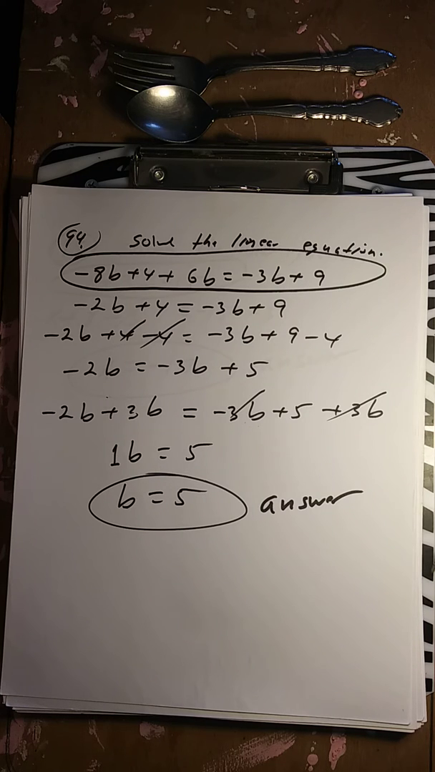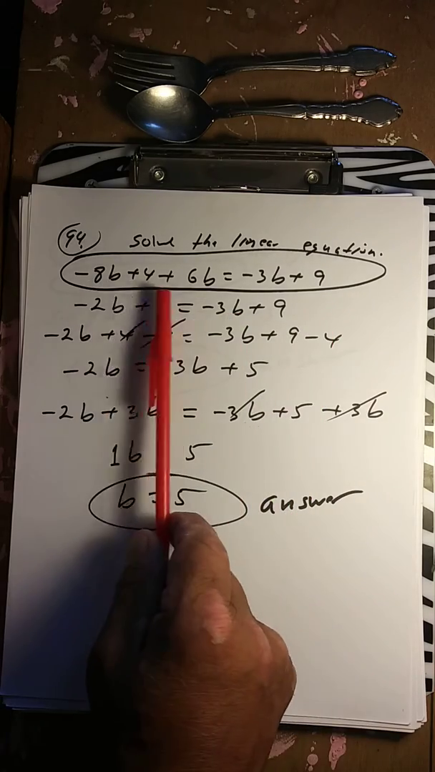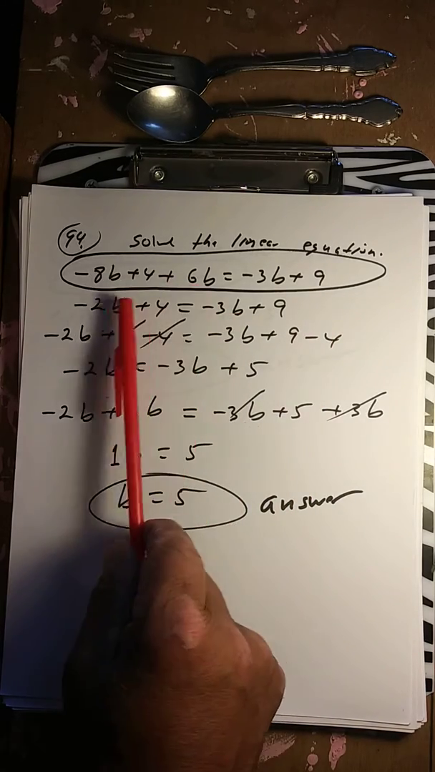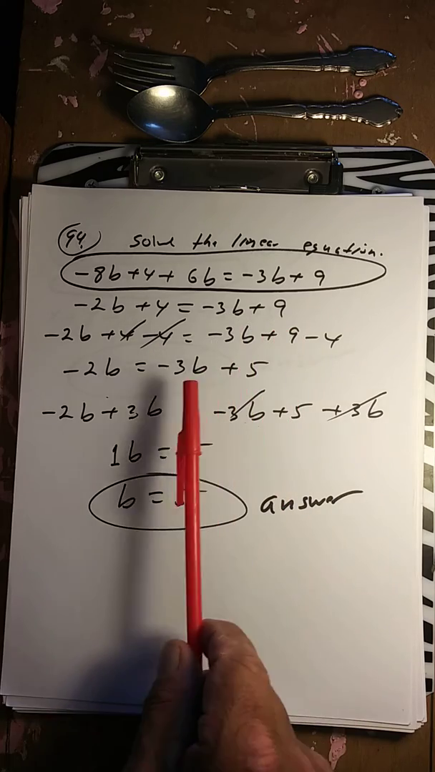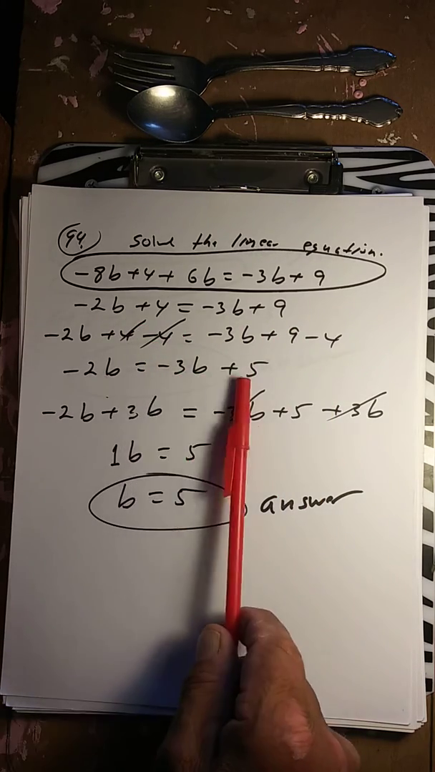Solve the linear equation. Negative 8b plus 4 plus 6b equals negative 3b plus 9. Put this together. Negative 8b and 6b is negative 2b plus 4. Copy everything down. Minus 4, both sides. These are gone. So negative 2b equals negative 3b plus 5.